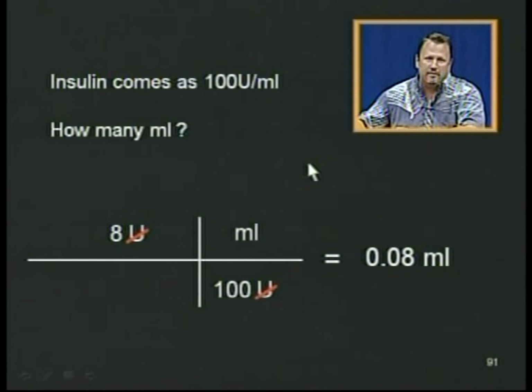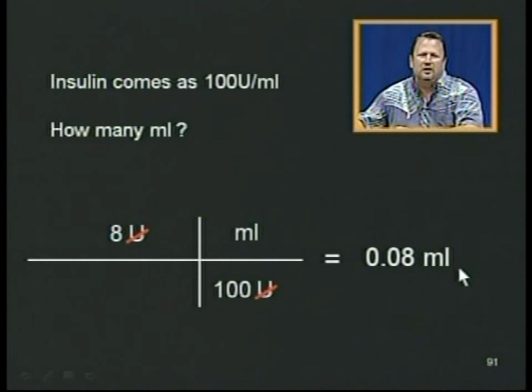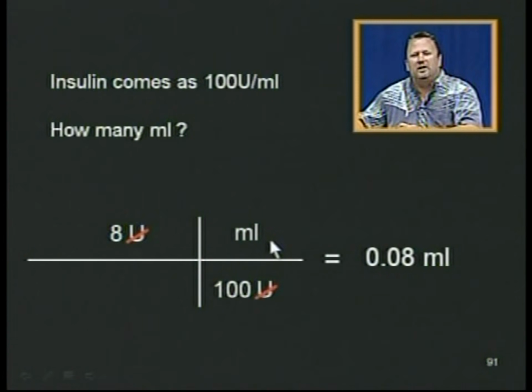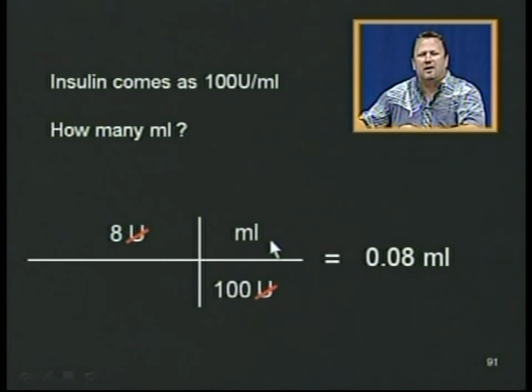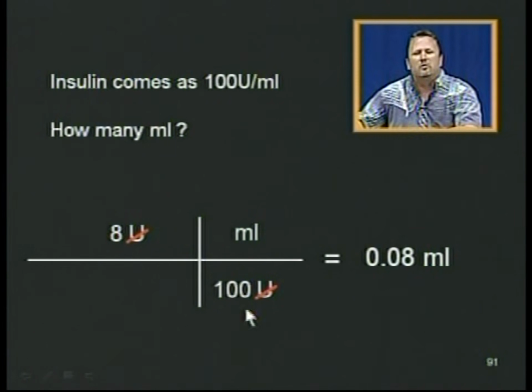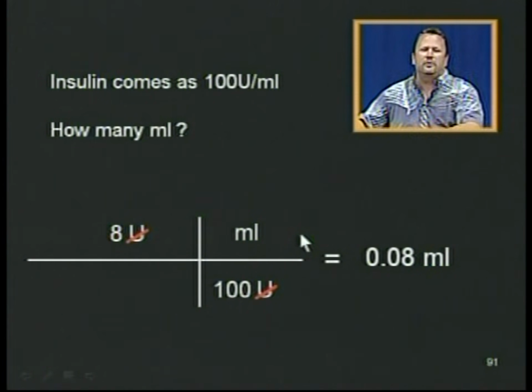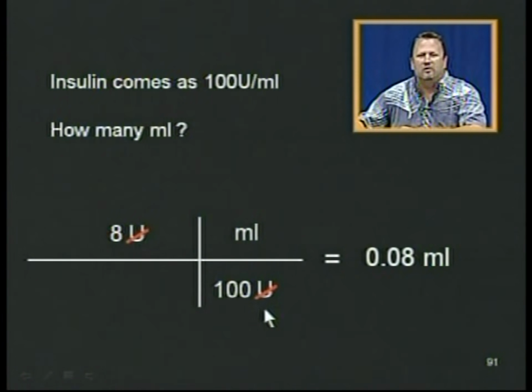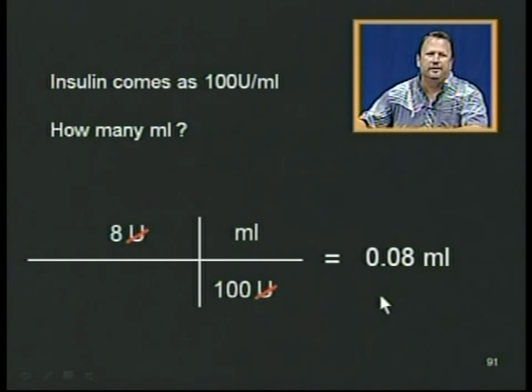Well, since the question is how many milliliters, the answer is how many milliliters. And since the answer is how many milliliters, then milliliters needs to be in the numerator of our setup. We can take our 100 units over a milliliter and turn it upside down just like we did with pickles and hamburgers. So we end up with a milliliter over 100 units. And we multiply that times the 8 units because we know we want to deliver 8 units. And we get 8 divided by 100 equals 0.08 milliliters.